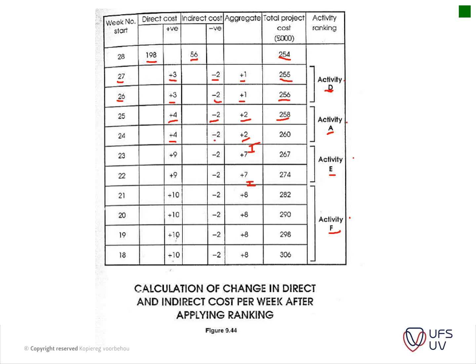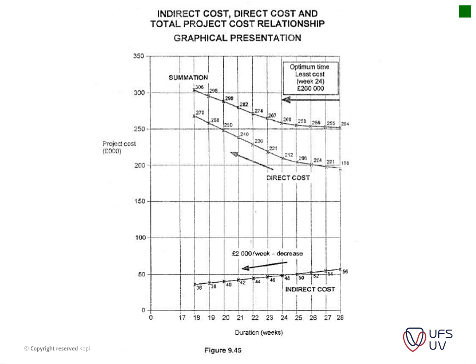Okay, so that is now figure 9.45. So all that we do now is we plot this on a graph. So our direct or indirect cost is very easy. We've got our normal cost is 55,000, and we reduce it, sorry, 56,000. We reduce it by 2,000 each week that we reduce our project duration by. Okay, very straightforward. And then our increase of items, our direct costs, is as per the previous table.